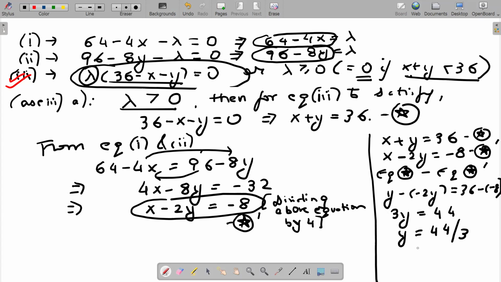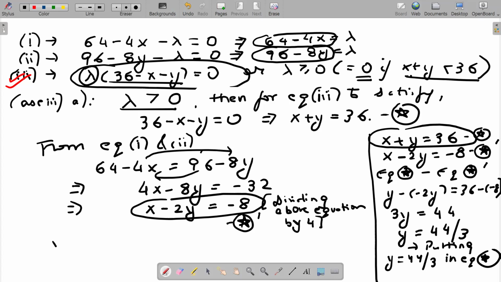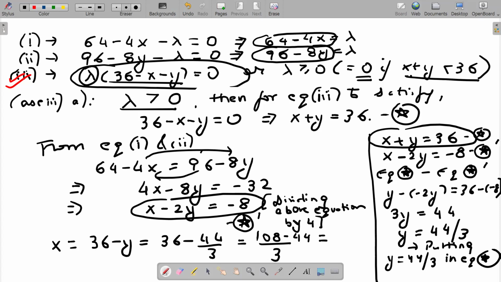What will x be? Put this in equation star. Putting y equal to 44 by 3 in equation star, x will be 36 minus y, which is 36 minus 44 over 3. Let's quickly calculate that. 36 times 3 is 108. When I take the LCM, this is 44. 108 minus 44 is 64 by 3. So x comes out as 64 by 3.